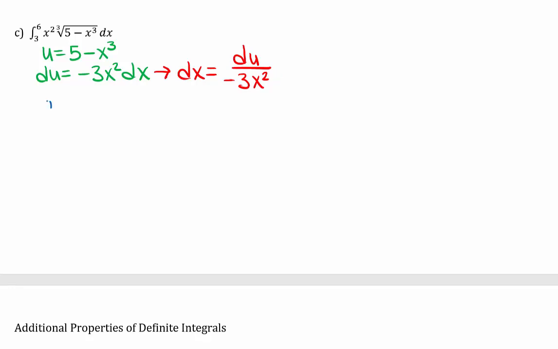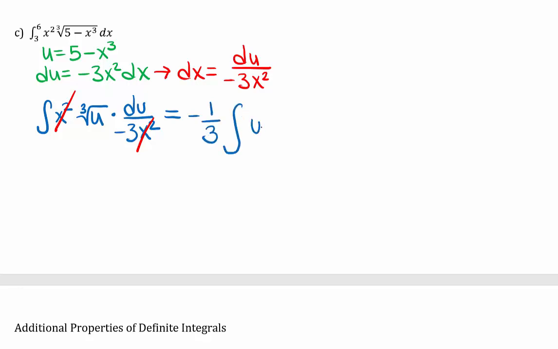I'm going to rewrite my integral. It's x squared cube root of u, and then instead of the dx, I put in the du over negative 3x squared. I can tell substitution is going to work because the x squareds cancel out, and I have an integral that has u's in it only. So I'm going to pull the constant out front. I have a constant of negative 1/3, and I'm left with the cube root of u, which is the same thing as u to the 1/3, du.